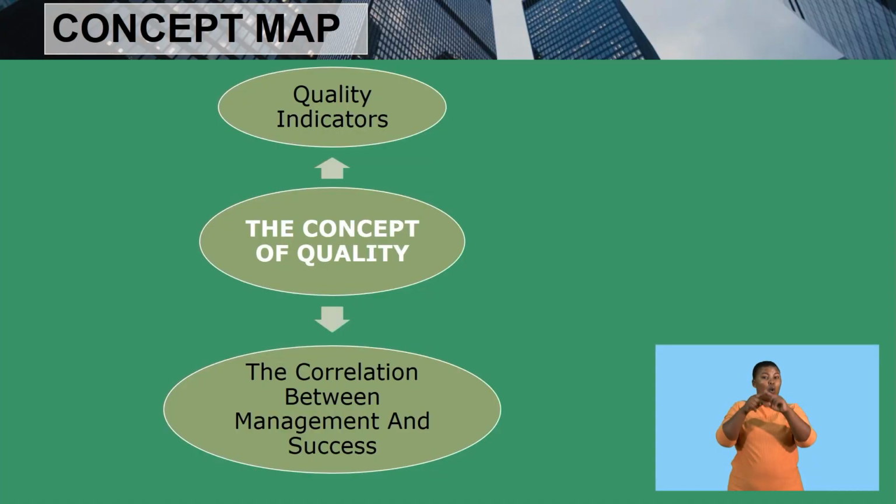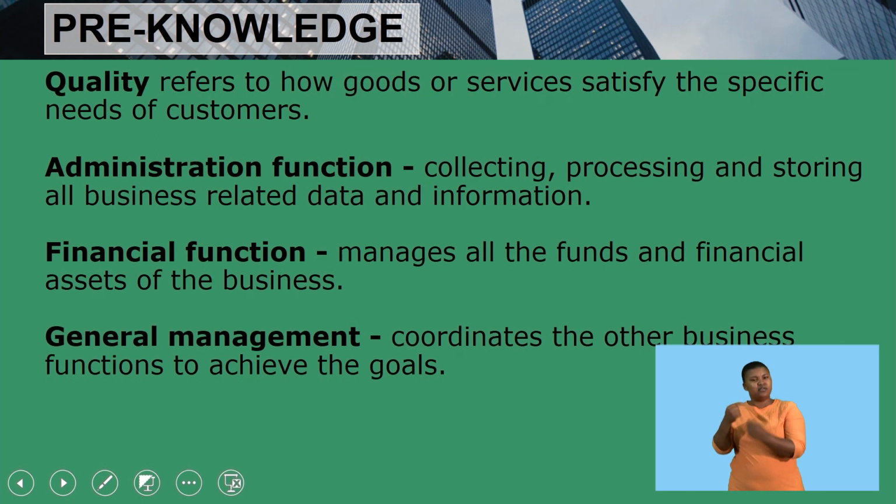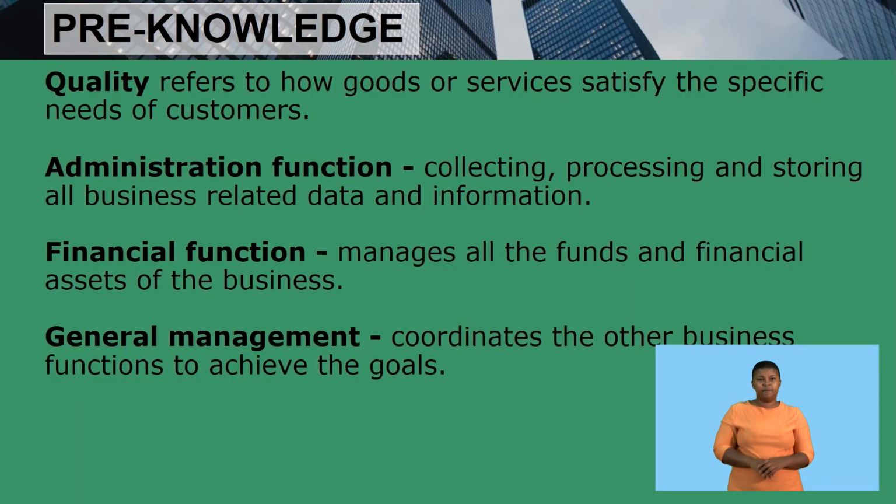This is our concept map then for today. We will take a look at the quality indicators and the correlation between management and success. Now you should already know what these terms mean. So quality refers to how well a product or service can satisfy the needs of our customers.